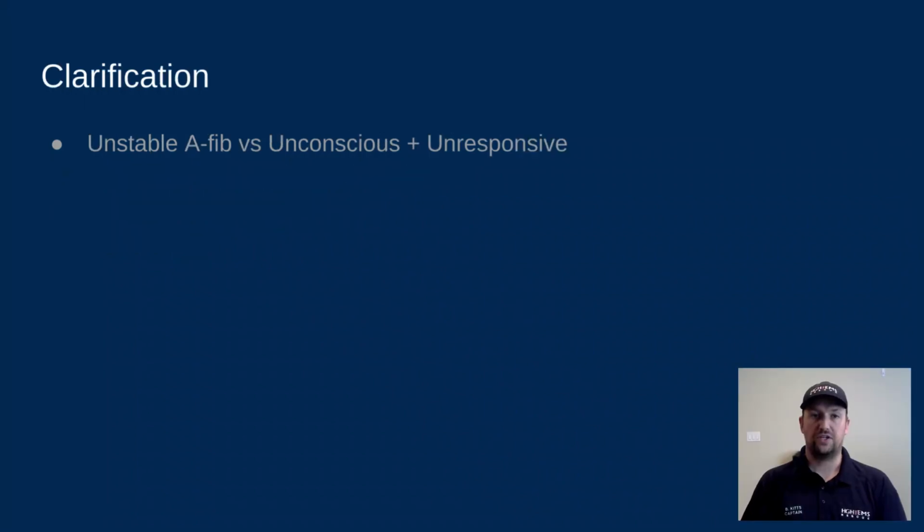One final clarification. When we're talking about the unstable AFib RVR patient, we're not talking about someone that is unconscious, unresponsive, with no measurable pressure. We're talking about people that have a borderline MAP, maybe slightly less, but they're still sort of mentating. They're able to control their airway. For the patients that are unconscious, unresponsive, with no pressure, heart rates in the high 200s, 220, 230, something like that, then I want you to follow your ACLS protocol like you normally would.